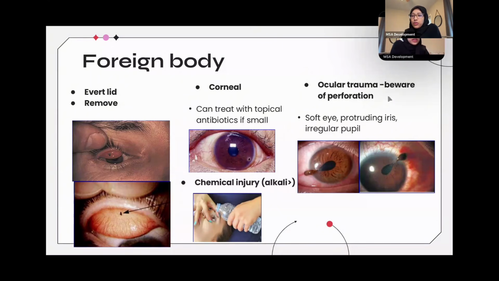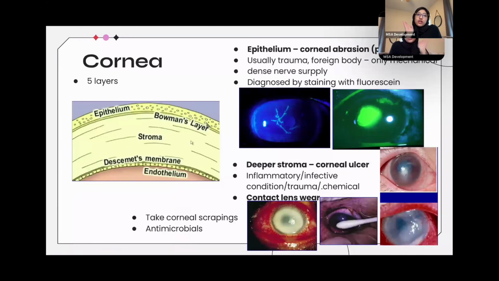Ocular trauma is the most important emergency from all of this, because you have to be aware of perforation of the eye, so it can cause softness of the eye, protruding iris. You can see this is abnormal. Irregular pupil is always bad. So that trauma is an emergency. These you can remove or you can treat with water. Okay. Now we talked about conjunctiva, we talked about foreign body that can affect the conjunctiva and the cornea.